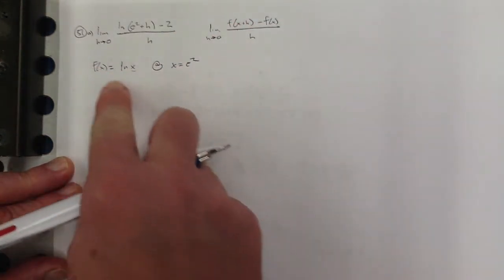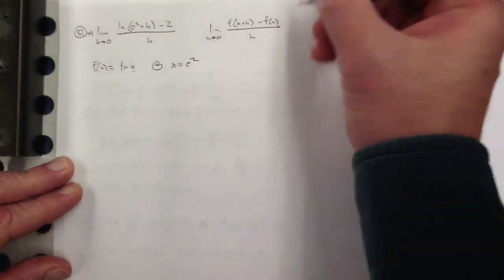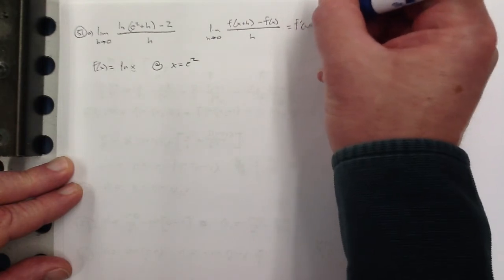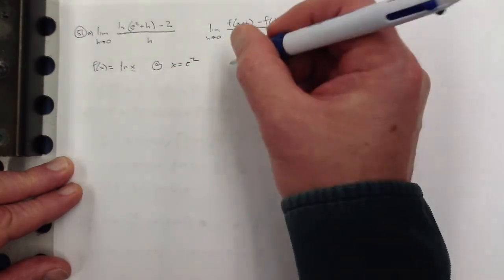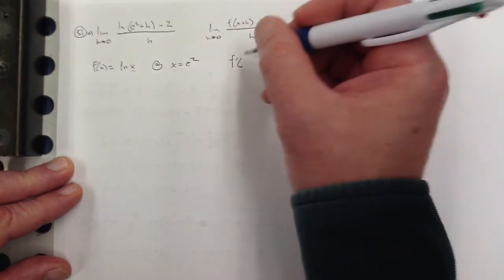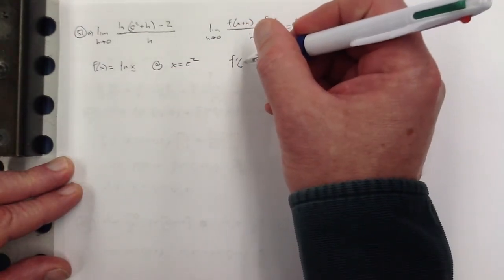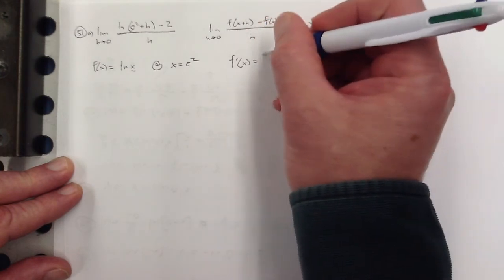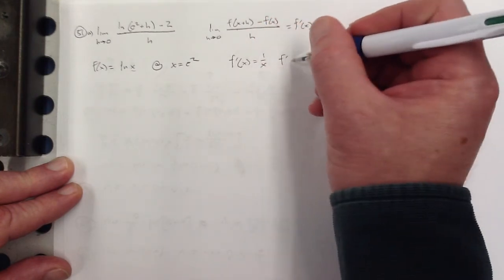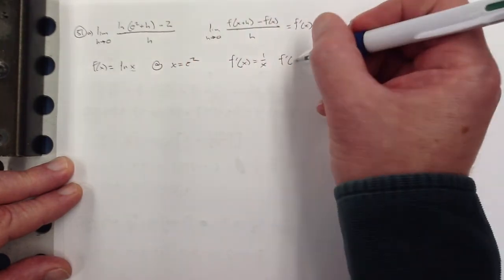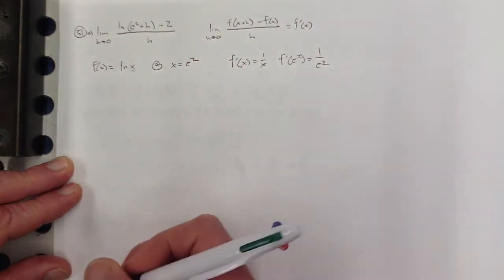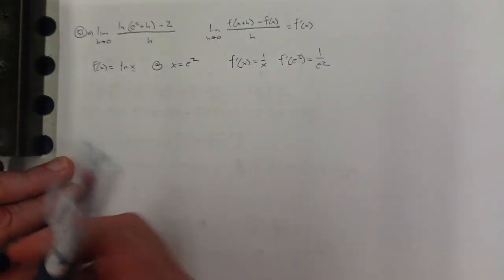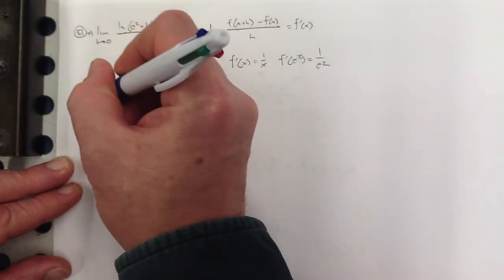So now, well, if this is the definition of the derivative, then, well, I can find the derivative of that. That's just 1 over x. So f prime of x is just 1 over x, and f prime of e squared is just 1 over e squared. So that's what's up here.